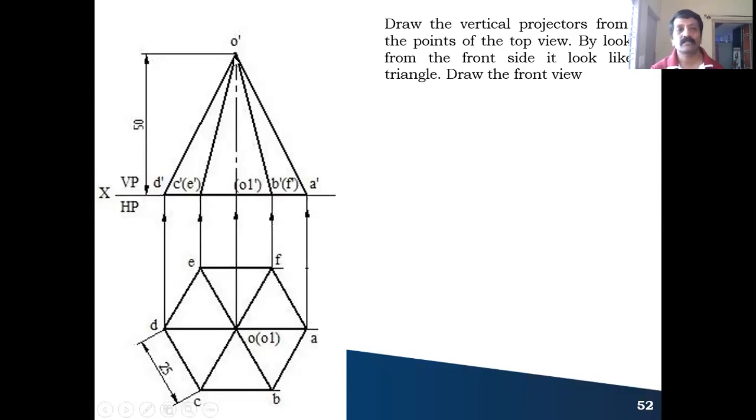You keep on joining these. So you're going to get the front view. And you are looking from here for the front view. A, B, C, D points you can see. You cannot see E and F. So that's why E dash and F dash should be written within the bracket. That's all. So this completes your initial position of the hexagon pyramid.